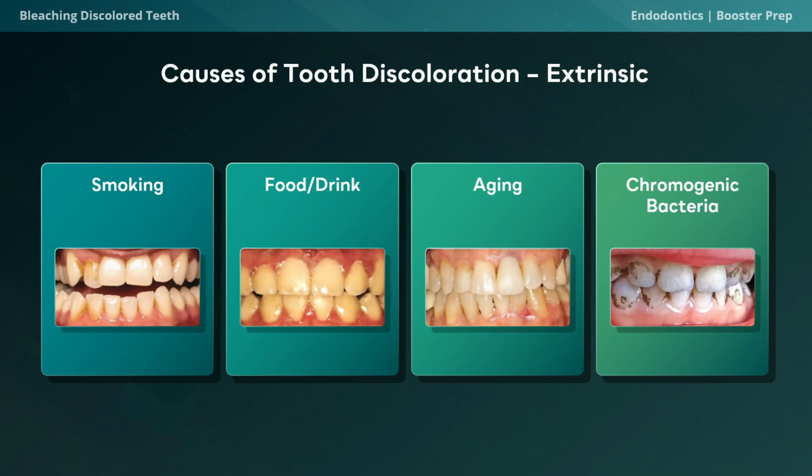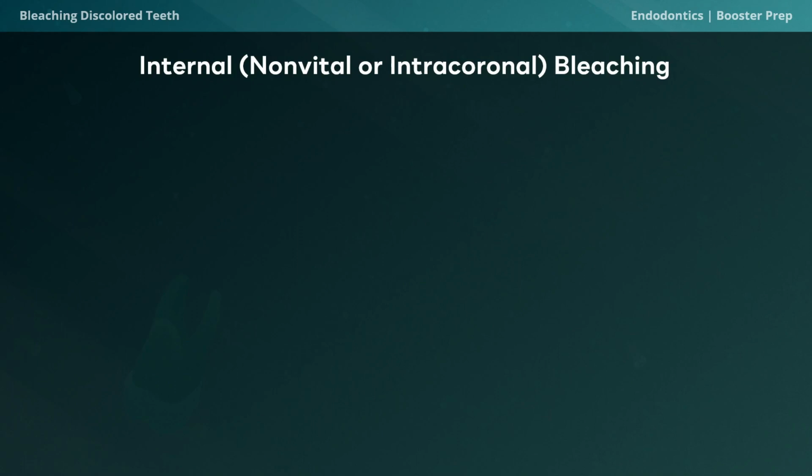Okay, so how do we actually treat these discolorations? Well, for teeth that are dead or non-vital, we can bleach the tooth from the inside. We call this internal bleaching or non-vital bleaching or intracoronal bleaching. All of them refer to the same thing. Non-vital bleaching is often the method of choice when we're dealing with a single discolored tooth that needs a pick-me-up.